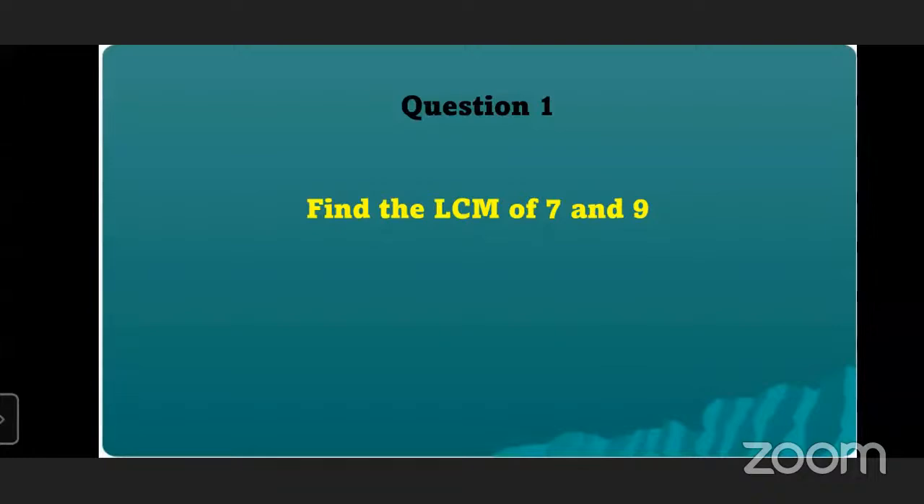The small number is 7. Small number is 7, but what we have to do first? हमें सबसे पहले क्या करना होता है? We have to write the tables. The answer is 63. Very good. The answer is 63.